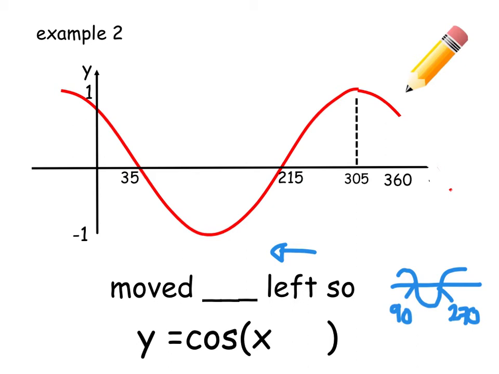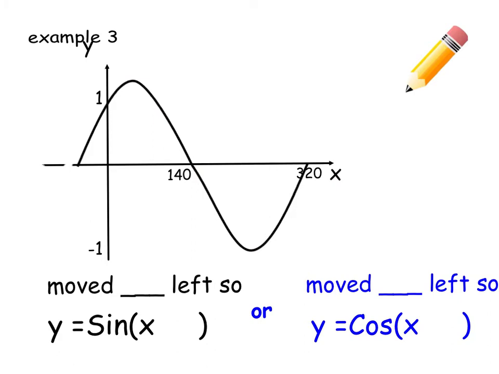So you're looking for the difference between 90 and 35. So that should be 90, but it's 35. That makes a difference of 55. So it's moved 55 degrees left. So if it's gone in the negative direction, you put a plus in the bracket and a 55. And that's how I've got the equation.